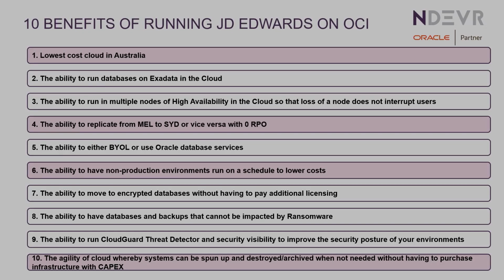Well, I think we've heard today of quite a few benefits of running JD Edwards on Oracle Cloud Infrastructure. And here I've just listed 10 of them, but I want to highlight four of them, which are ones that we have seen firsthand that our clients have benefited from. The first is that it's the lowest cost cloud in Australia. We're all monitoring costs. We're all cost conscious these days. And yep, this is the lowest cost cloud in Australia to run.